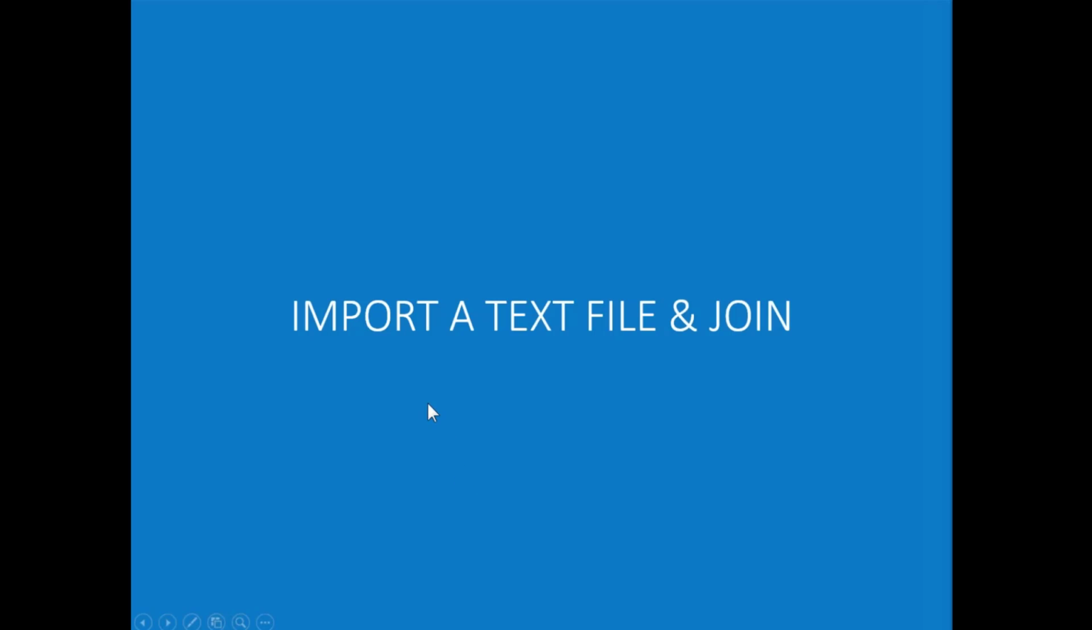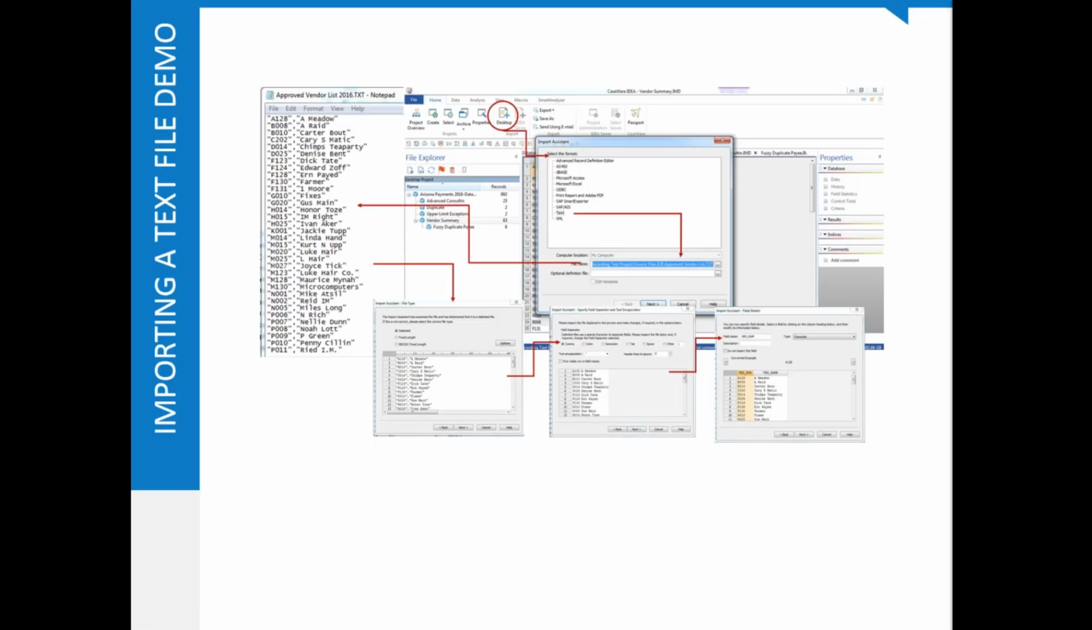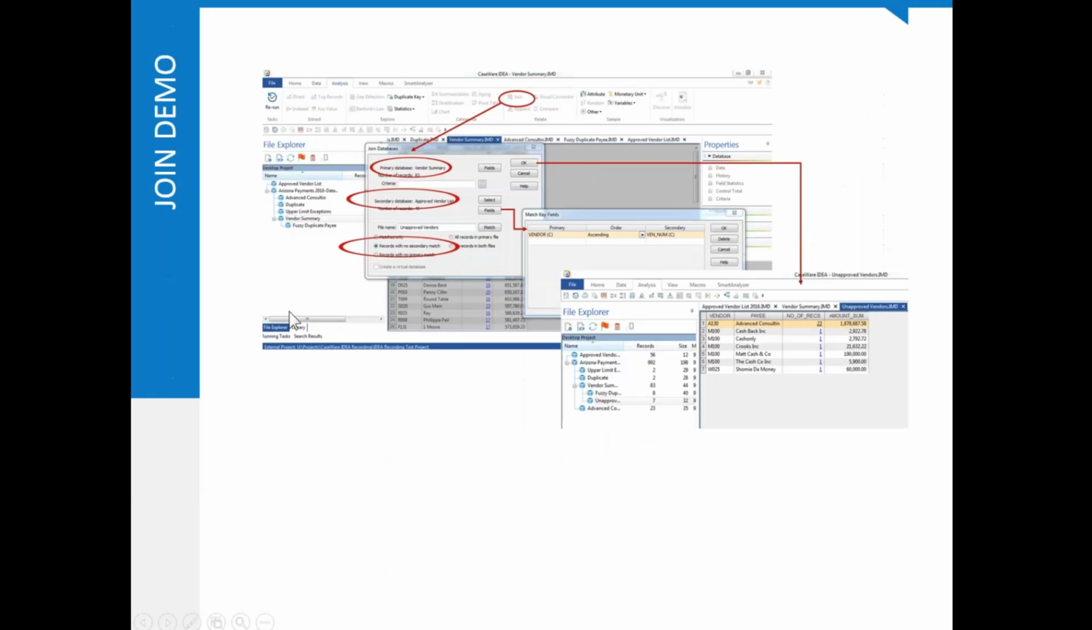The next tool we'll look at is we're going to repeat importing, but this time we're going to import a text file, and then we're going to join it to one of the databases that we've created. Now let's suppose that we have our vendor summary now, and the question has come up, are all these vendors authorized? So we send off to the supplier quality group and ask for the approved vendor list, and they send us this lovely text file.